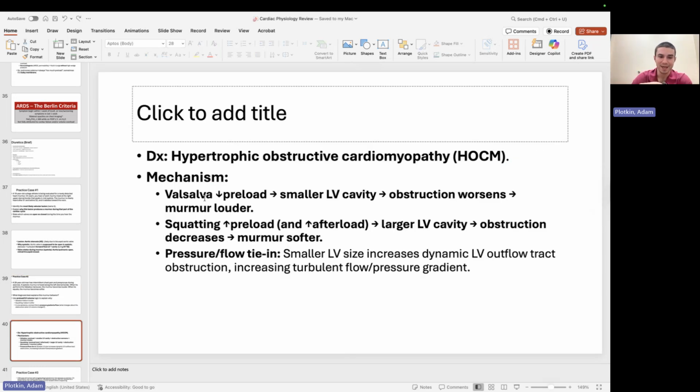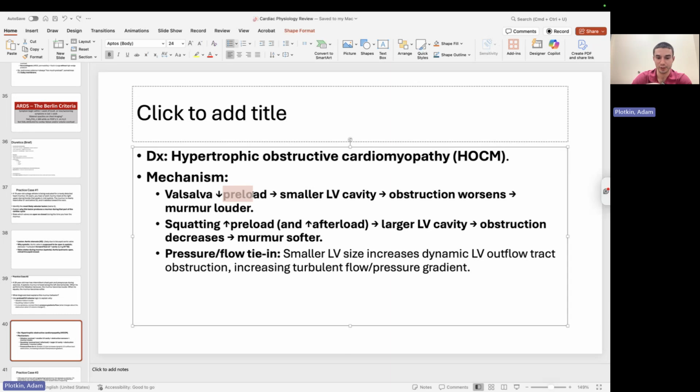So the mechanism: the Valsalva decreases your preload. It leads to a smaller left ventricular cavity. The obstruction worsens and the murmur gets louder. Squatting is the exact opposite. The preload increases, and so does afterload, but the preload is the big one. We get a larger left ventricular cavity, the obstruction decreases, and the murmur gets softer.